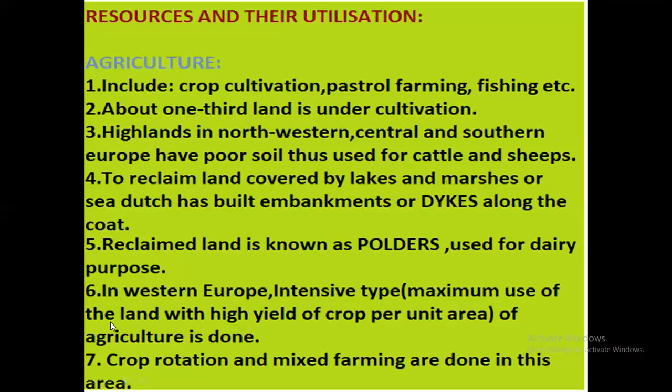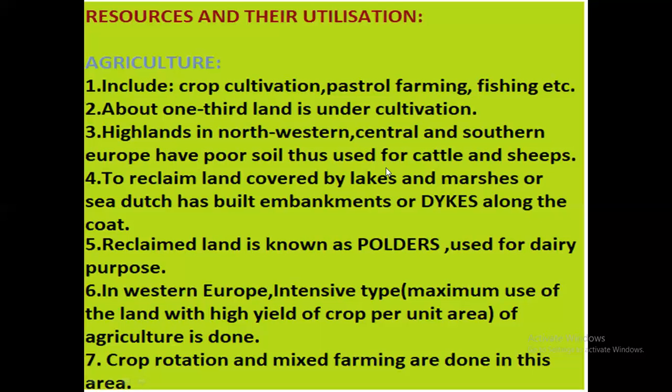In Western Europe, intensive type of agriculture is practiced. In this intensive type, that simply means maximum use of land is done with high yield of crop per unit area. Crop rotation and mixed farming are thus practiced as well at the same time.